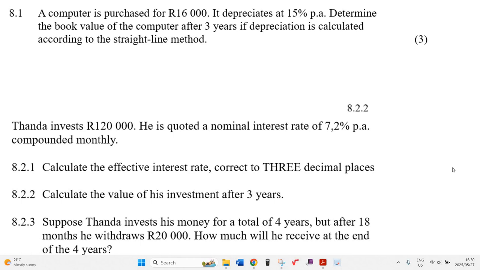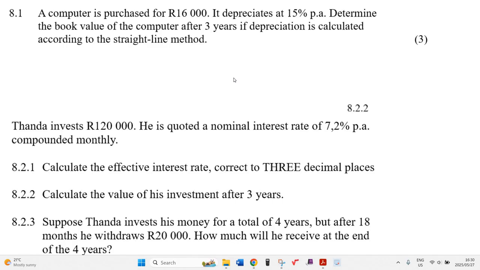Okay, let's try this financial math question here. A computer is purchased for 16,000 Rand. It depreciates at 15% per annum. Determine the book value of the computer after 3 years if the depreciation is calculated according to the straight line method. Well, the straight line method means it's linear.